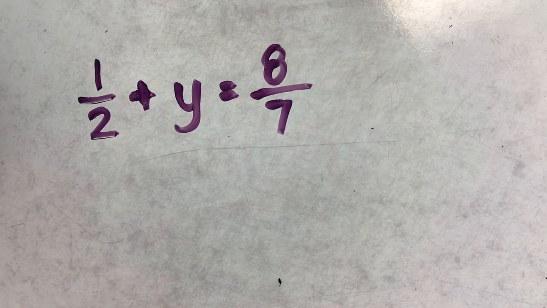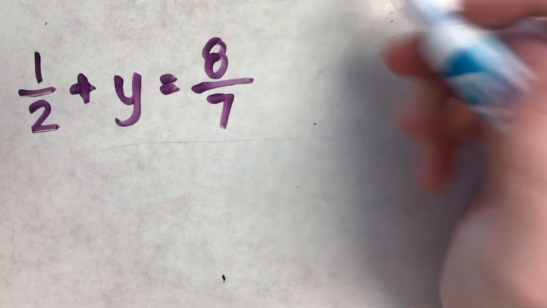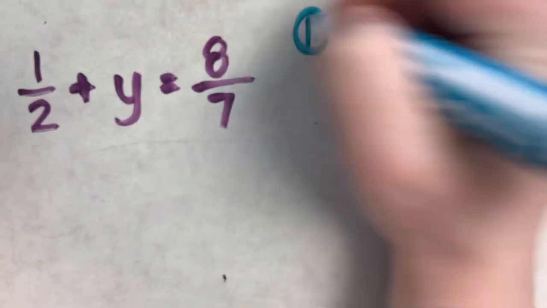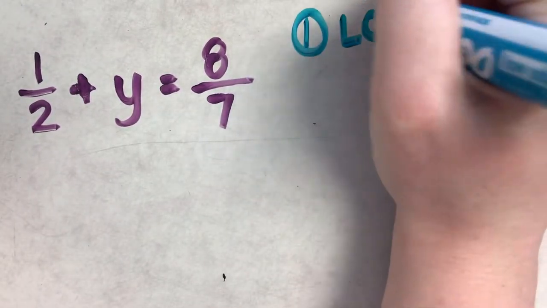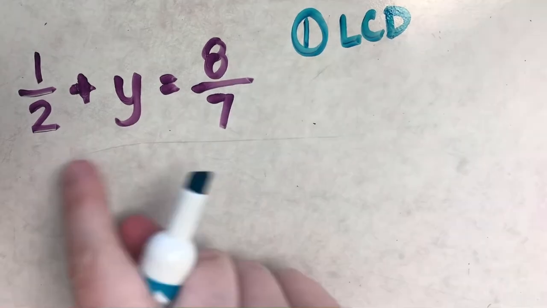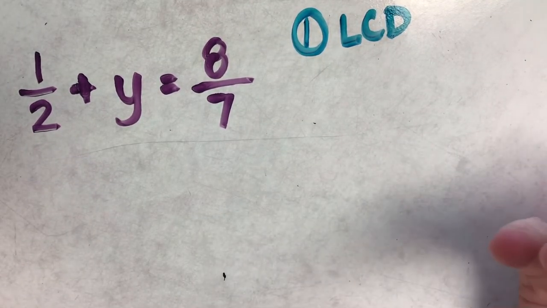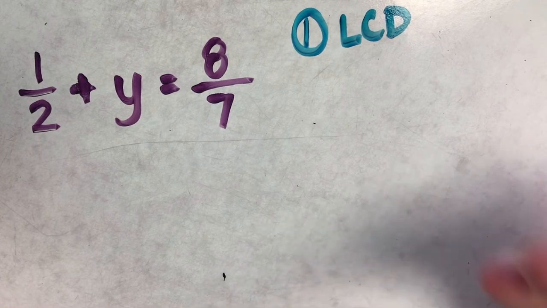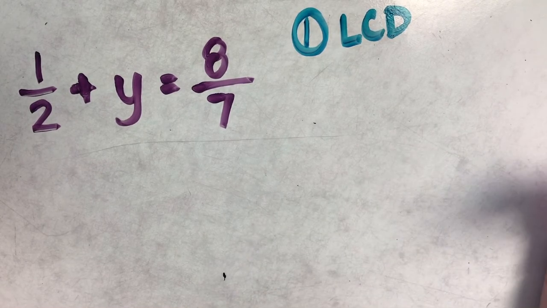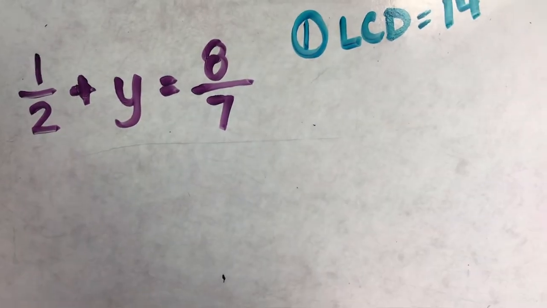So in order to fraction bust, I'm going to write out the steps over here. Step 1 is to find your least common denominator. Looking at all of the fractions in this equation, my denominators are 2 and 7. This one is pretty easy. We can look at it and see 2 and 7. My common denominator is going to be 14. So I might write over to the side: least common denominator is 14.